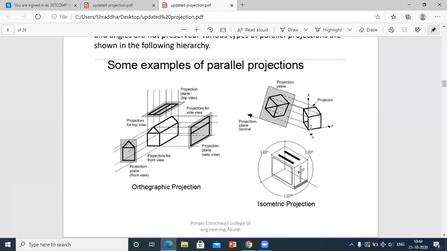Now this is a figure. There are some drawings I have shown over here. That is orthographic projection and isometric projection. This is just an example of what actually a parallel projection is. See, now this is a house. Come to the left side. This is a house, that is orthographic projection.